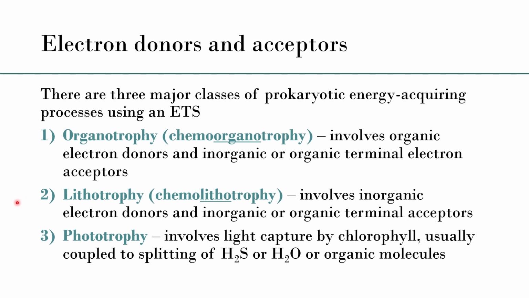And then there's lithotrophy or chemolithotrophy. This is going to involve inorganic electron donors and can be organic or inorganic terminal electron acceptors, just like with the organotrophy. And then we have phototrophy. So this is where basically we're talking about light powering all of this. We're going to capture light, usually with some type of pigment like chlorophyll, and then use that to split either hydrogen sulfide gas or water, or we can use it to split organic molecules, and we take the electrons from those molecules that we're using light to break apart.